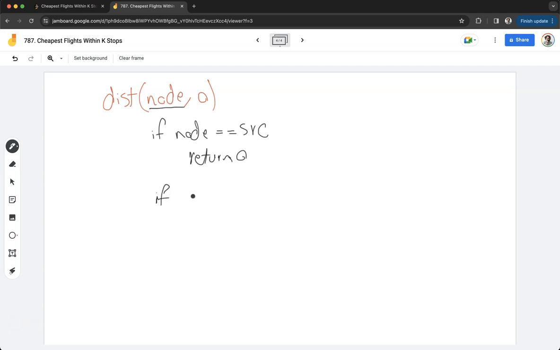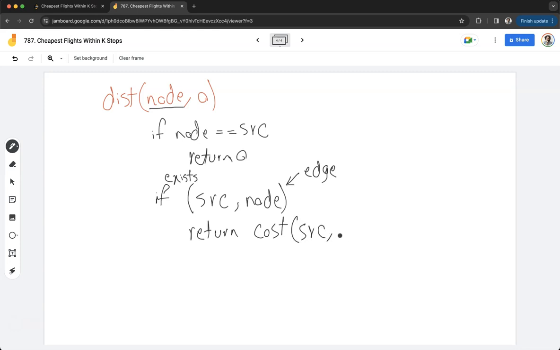If there exists an edge between SRC and node, like this is an edge, if this edge exists, then return the cost of SRC and node.